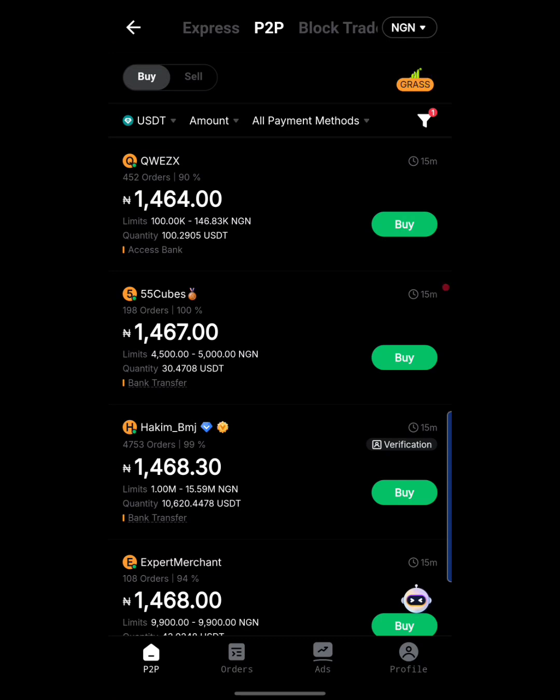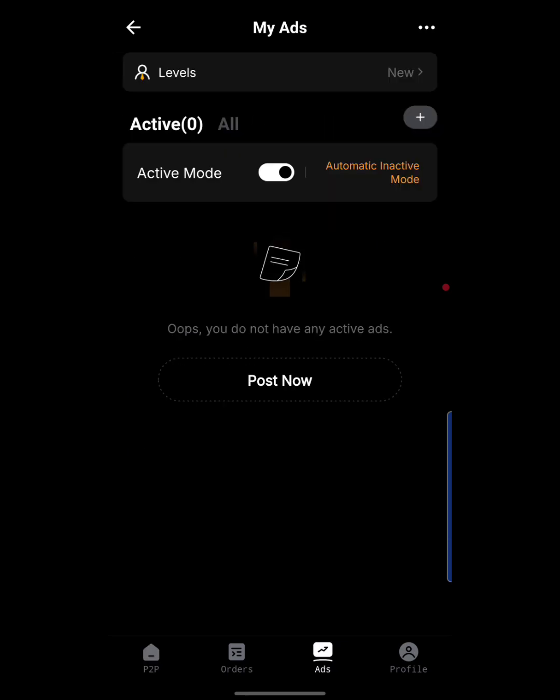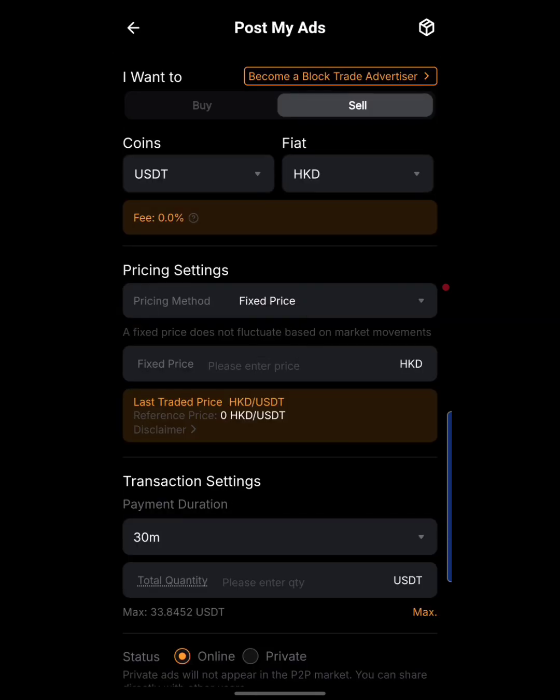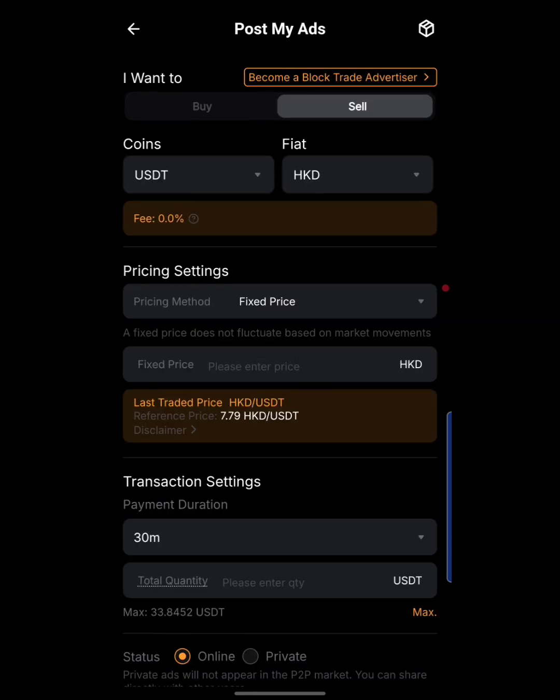So I'm going to go back to the ad section right now. I'm going to hit on post now. So I hope you understand the history behind the buy and the sell side. Now that you actually know about the buy and the sell, how do you actually create your ad? So guys, it's quite easy.